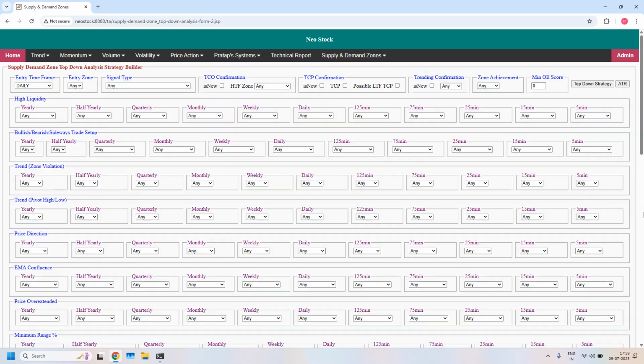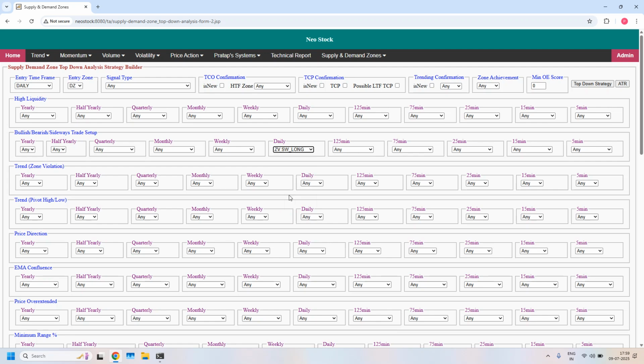Next, I will generate bullish and bearish trade setups and also sideways trade setups for monthly, weekly, daily and hourly income trades. Starting with monthly income trade, sideways long trade setup. Entry time frame should be daily. Entry zone should be demand zone. And bullish or bearish or sideways trade setup parameter at entry time frame daily.